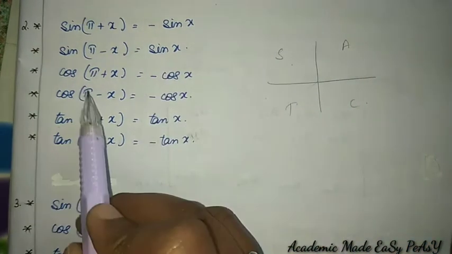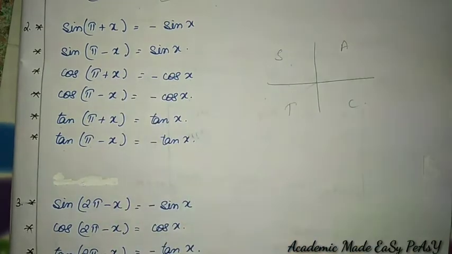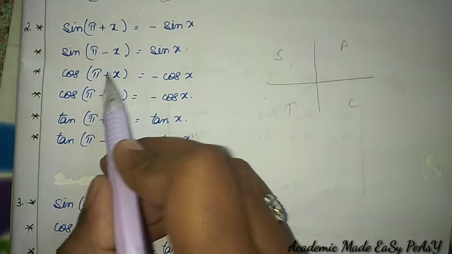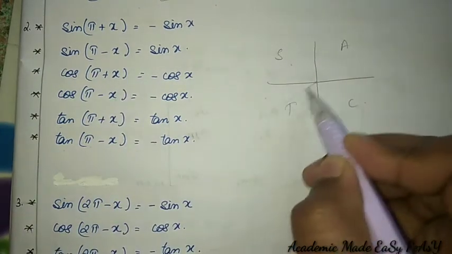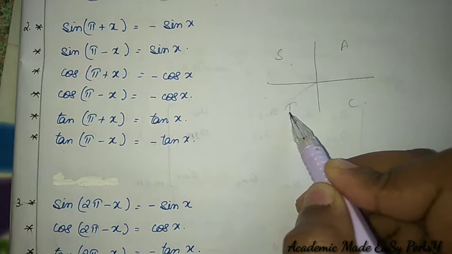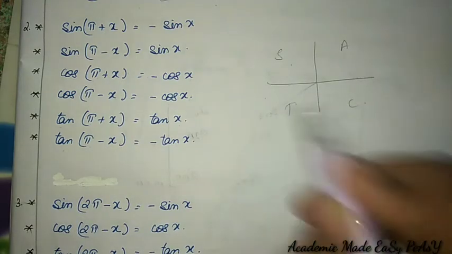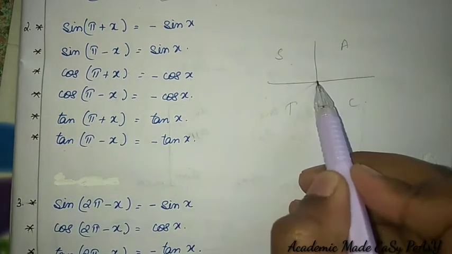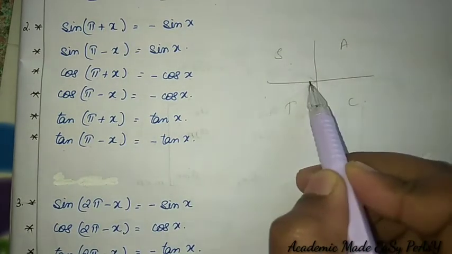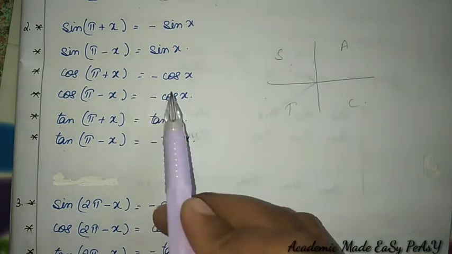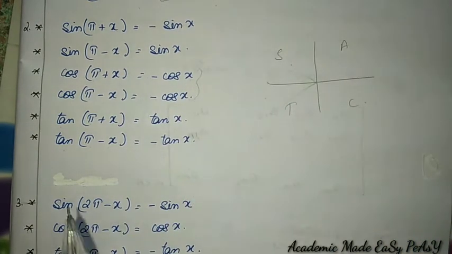Okay, next cos pi plus x is equal to minus cos x. See here, pi plus x will come here. Is cos positive here? No, only tan and cot are positive over here, so therefore it is negative. Pi minus x means it will be in this quadrant. Is this positive or negative? Negative. So for both, cos is negative.